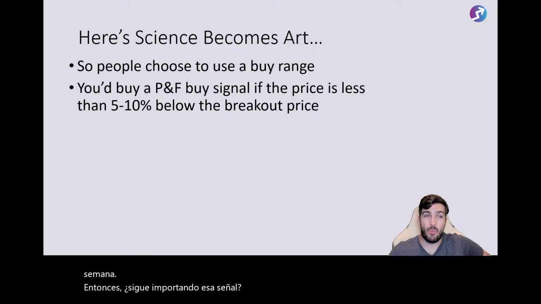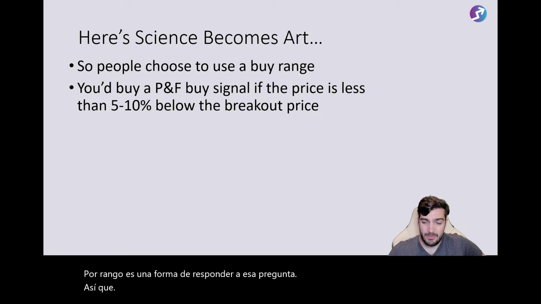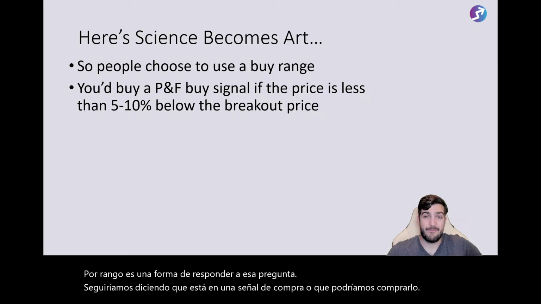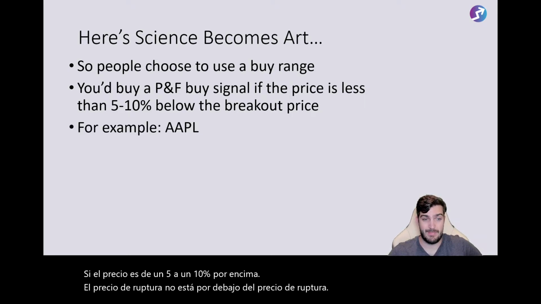Buy range is one way of answering that question. So, we would still say that it is in a buy signal, or that we could buy it, if the price is 5 to 10% above the breakout price, not below the breakout price. For example, Apple.